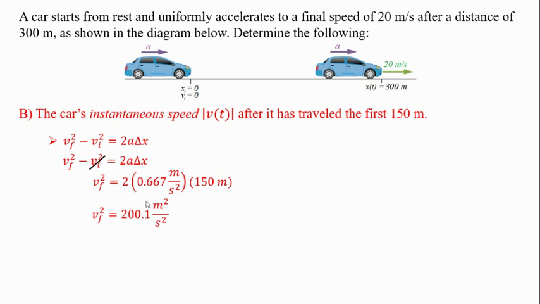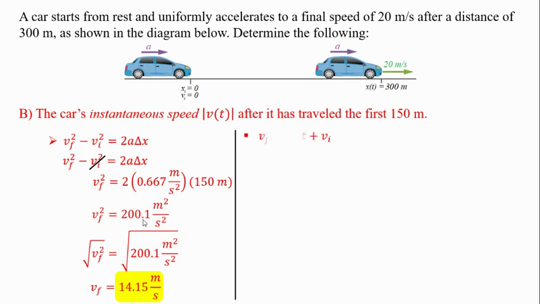So therefore, if you multiply the right side of the equal sign across, you should get a product of 200.1. And then to get vf by itself, we square root both sides. Square root of both sides will give you a value of 14.15 meters per second. Okay, and again, it asks for speed, so you don't need to provide a direction.